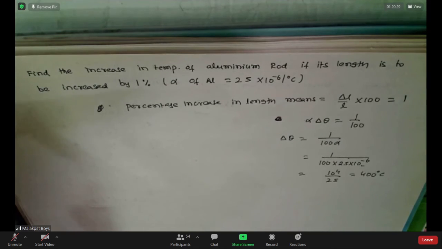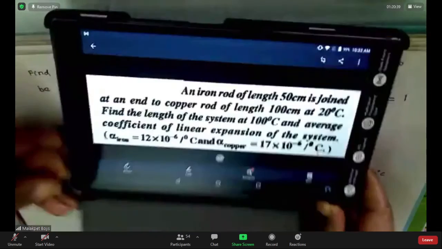Sir, in the NEET module, which module is this? Chapter? I have to check up. Sir, is that 25 or 2.5?